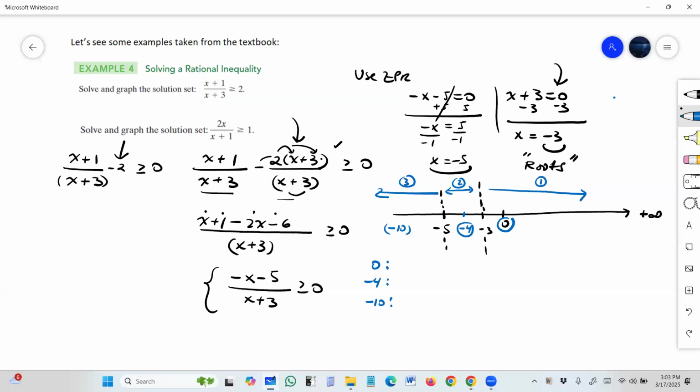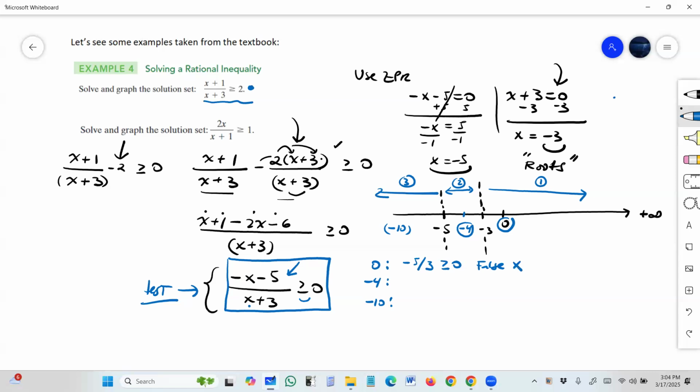All right, so let's do the 0. And you are going to test in the rational inequality that is fully factored. Don't test it here. Don't test it in the original. Test it in the fully factored one. So 0 minus 5, divided by 0 plus 3. Put the symbol in. You don't have to do the division here. All you have to know is if negative 5 over 3 is greater than or equal to 0. Obviously not. False, right? Because negative 5 over 3 is a negative number. So this is false. So the solution is not here.